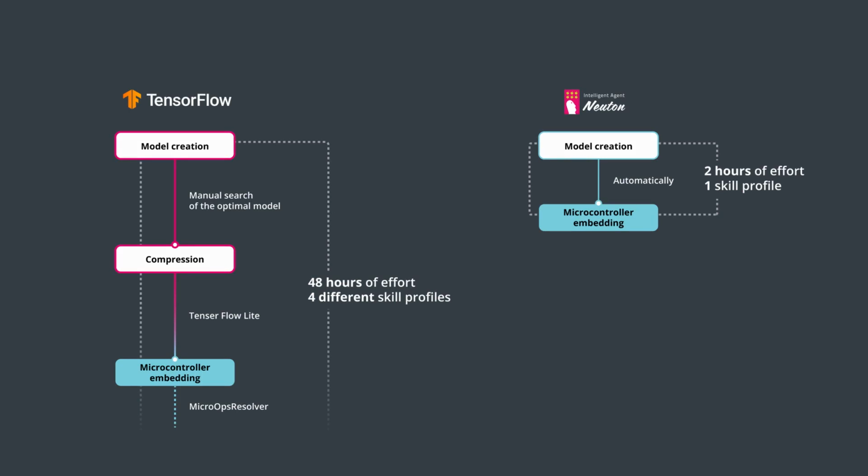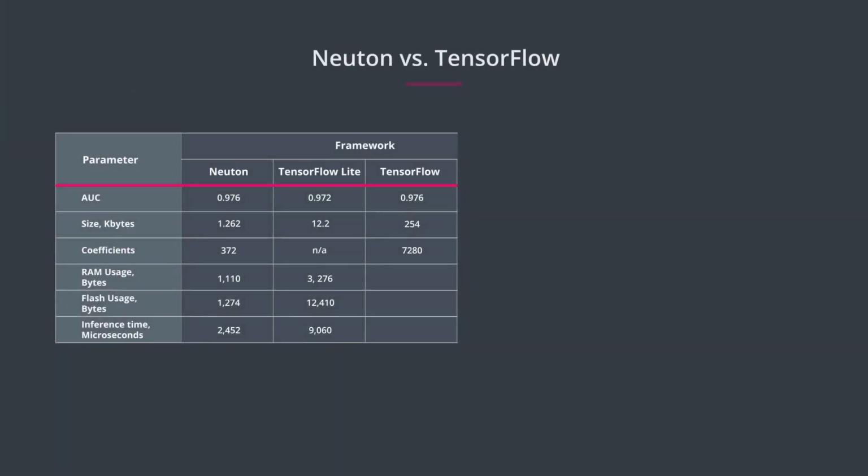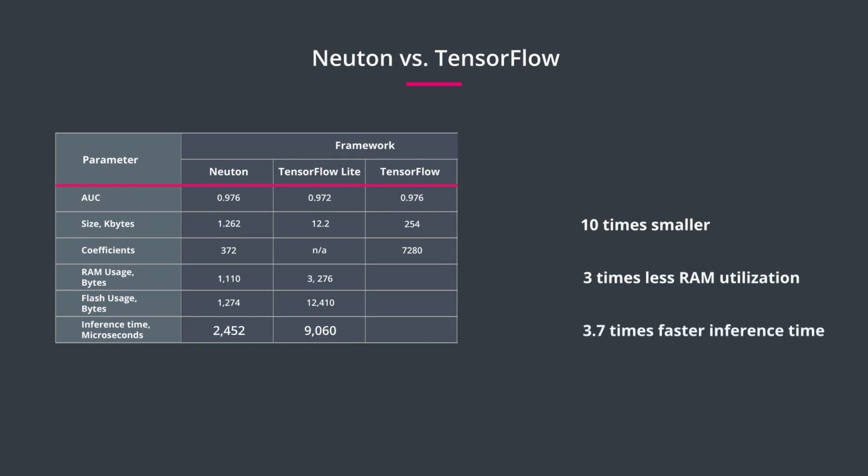As we can see, most of the time was spent on manually selecting the neural network architecture, selecting parameters and converting the model, compressing it, and reducing the number of operations. Now let's summarize the results. We see that with the help of Newton we managed to automatically, in just one iteration, build a model that is 10 times smaller than even TensorFlow Lite. It utilizes 3 times less RAM. It demonstrates 3.7 times faster inference time.